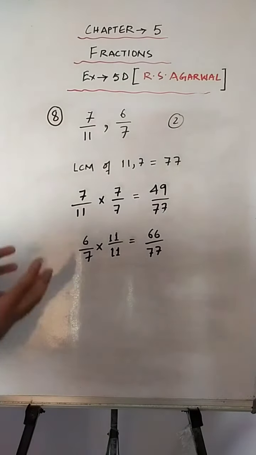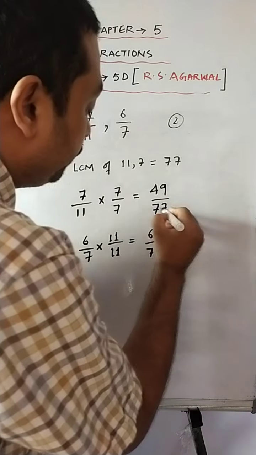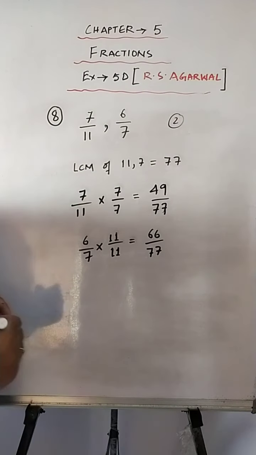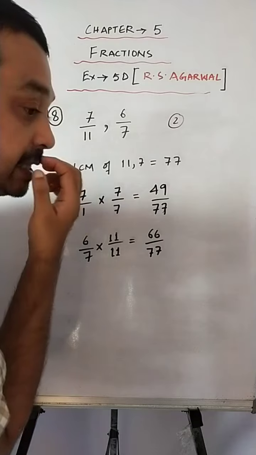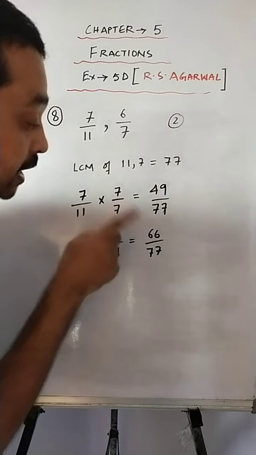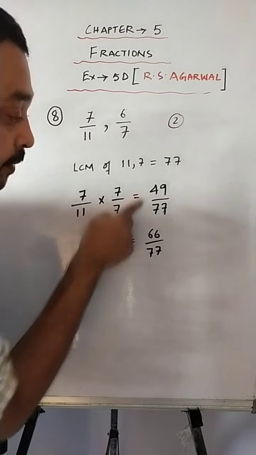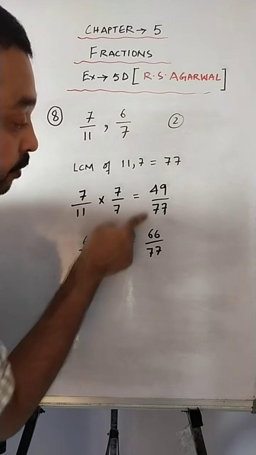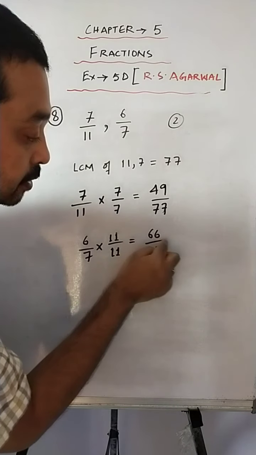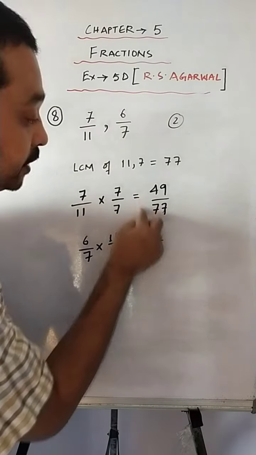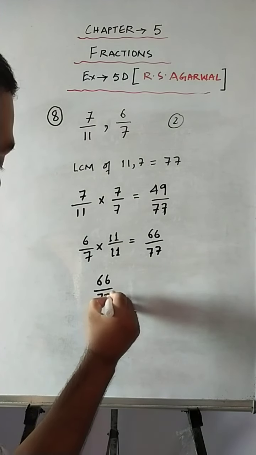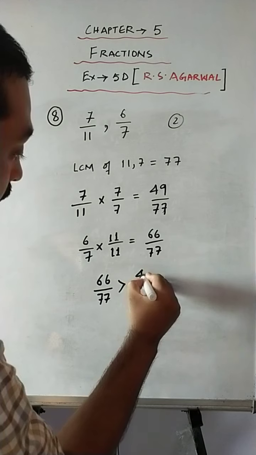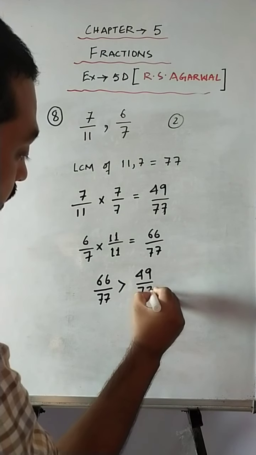Now, why we have to convert the fractions into the like fraction? Because in this way it becomes very easier to compare which fraction is larger and which one is smaller just by seeing the numerator. Okay, now you have to see that which numerator is greater. Obviously 66, so this fraction is greater than this fraction. So we'll write it down. That is 66 by 77 is greater than 49 by 77.